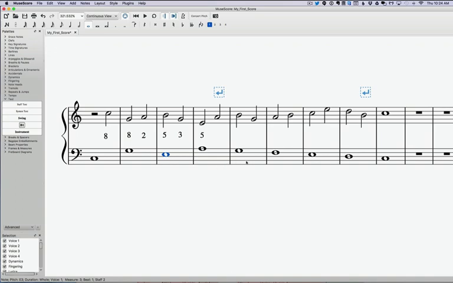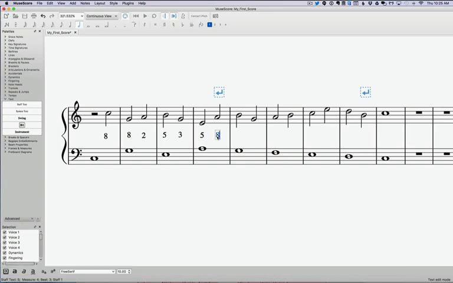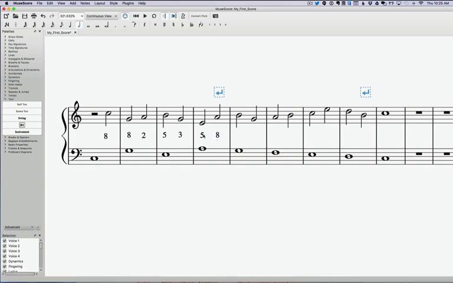Another error. Now I've got another error in this. See if you can spot it by the time I get to it. I'm going to keep labeling my stuff here. So I've got an A to an A. That's an octave. So fifth to an octave.